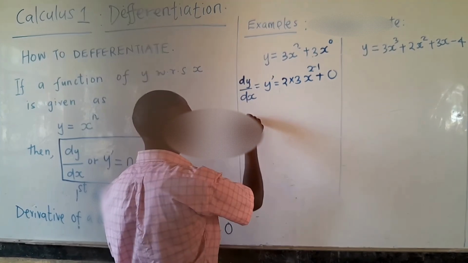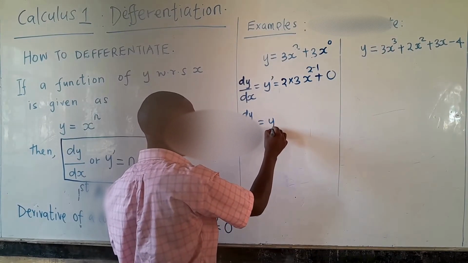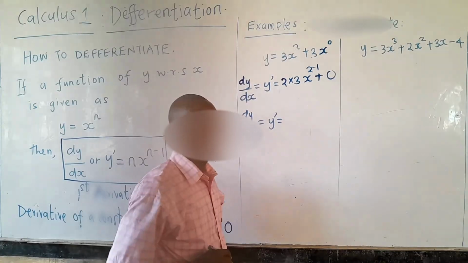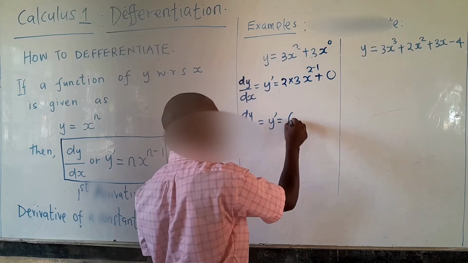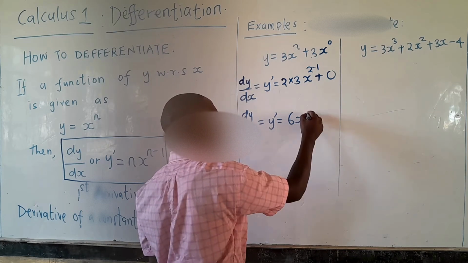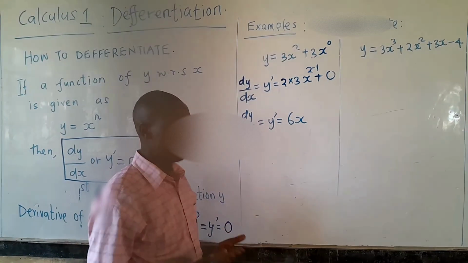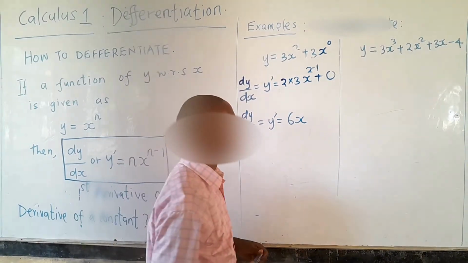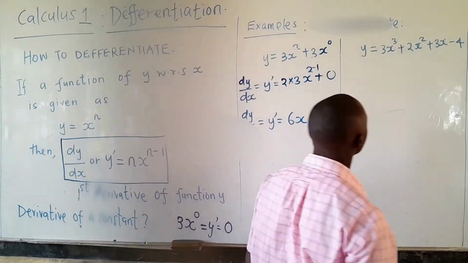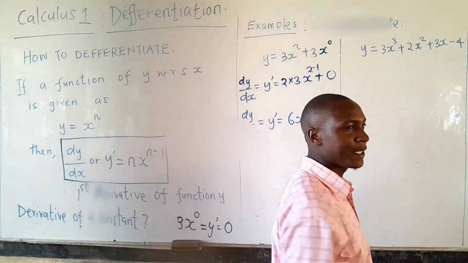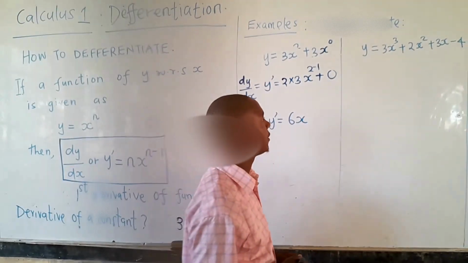So that means dy dx, or the first derivative, or sometimes written as y prime, is going to be equal to 2 times 3 is 6, x power 1. Of course, we don't write power 1 because it is automatic. On to the second example. How do we do this?